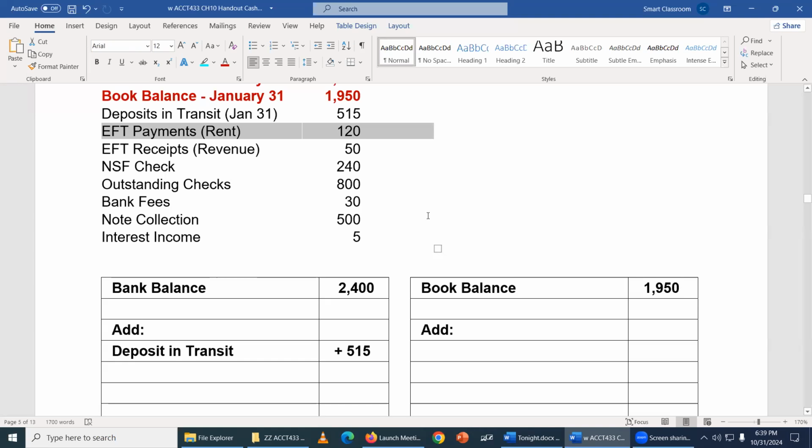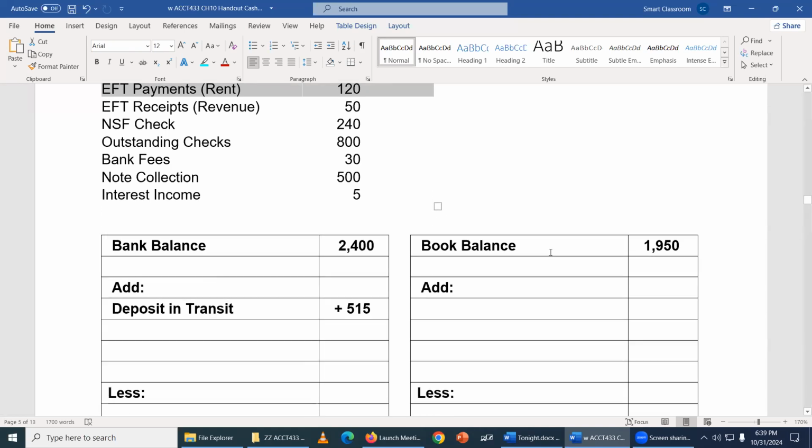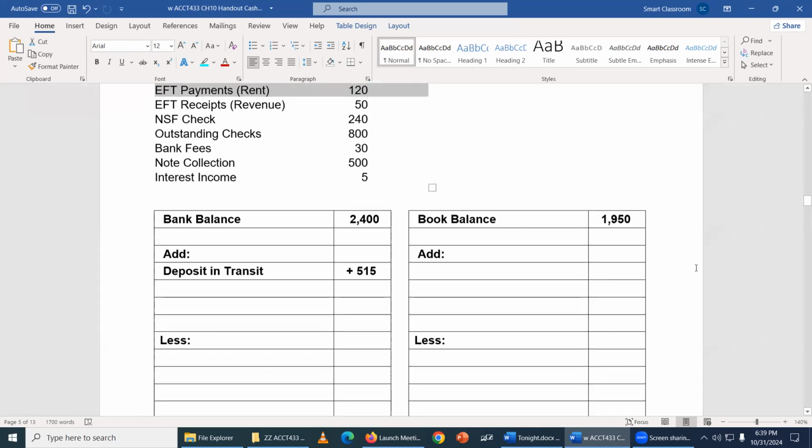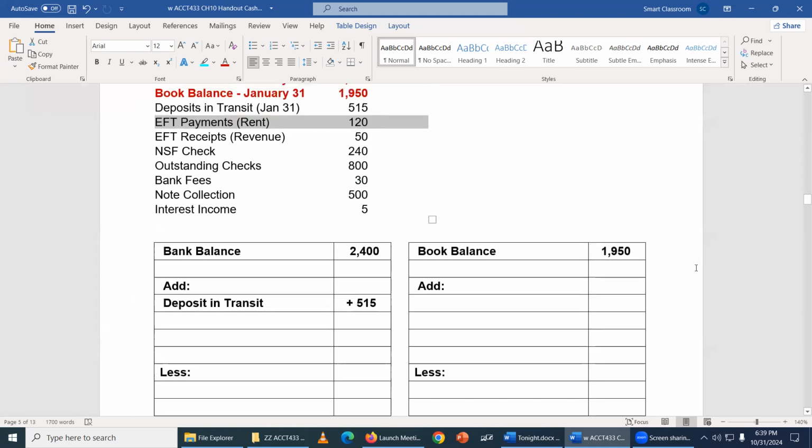Okay, so the EFT payment for rent, the bank knows it. We just don't have it on our books yet. So which side are we going to correct? Yeah, the books. So the EFT payment, is that going to be a plus or a minus? Minus. Minus 120.